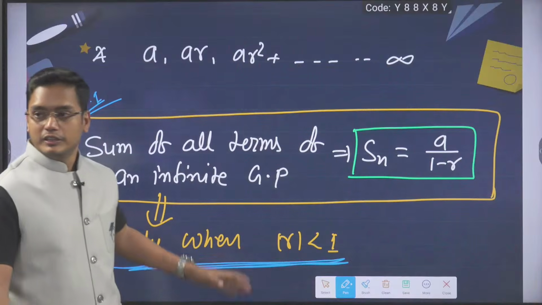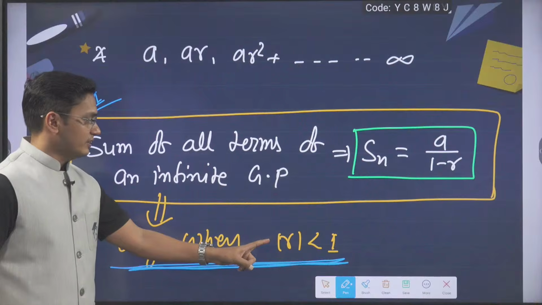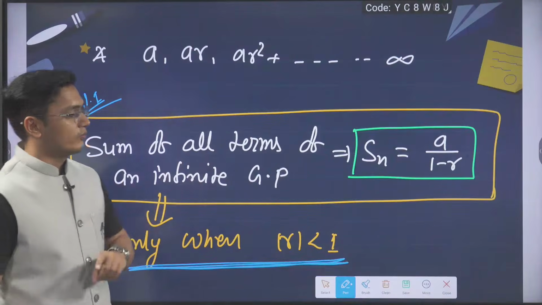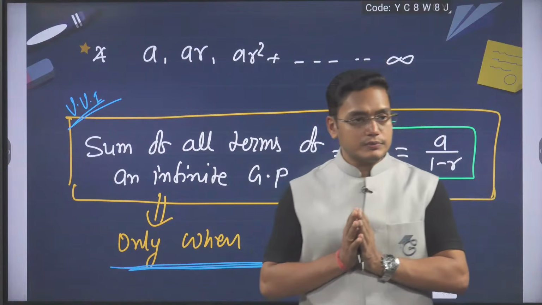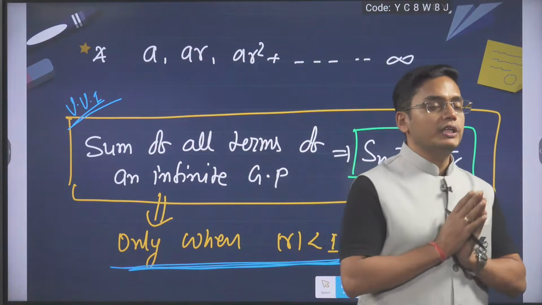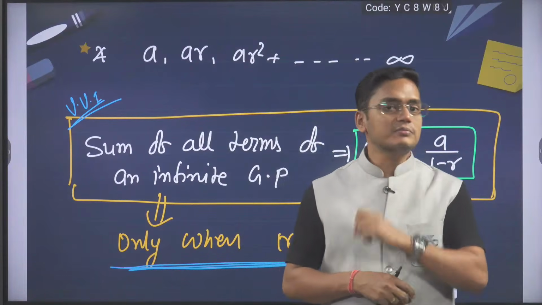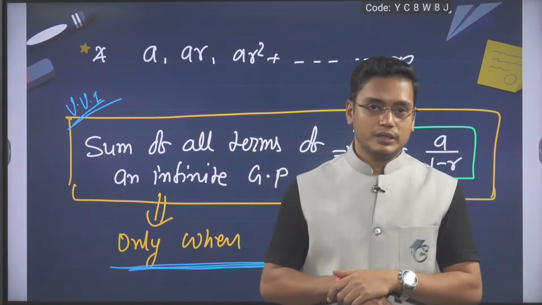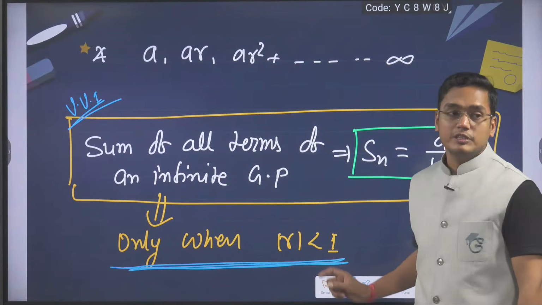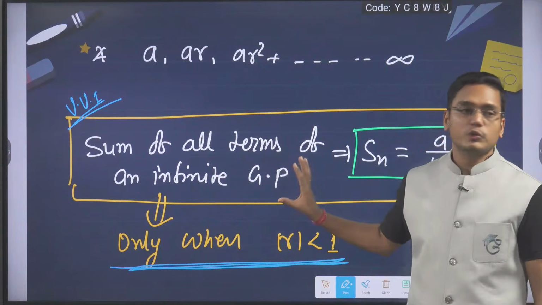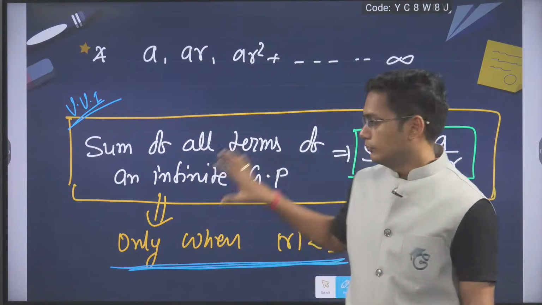Okay. So here, same thing we can say. When mod r is less than 1, then we can use the formula a upon 1 minus r. So in fact, what you have to remember, if we have infinite terms in a GP, then we can use the formula a by 1 minus r, where a is the first term, r is the common ratio. At the same time, the condition is that the magnitude of r should be less than 1. This condition you have to remember. By using this, let's see how to solve questions.